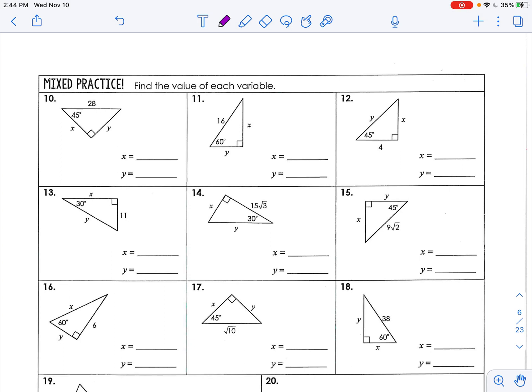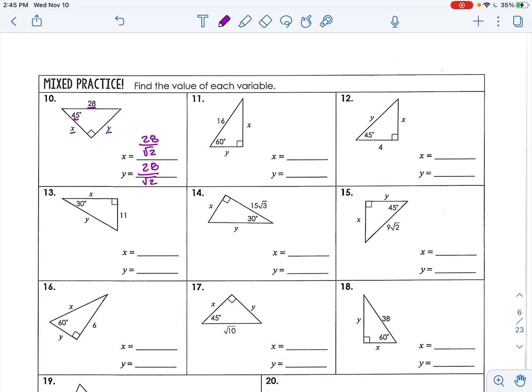Number 10, not ideal, because they gave me the hypotenuse. So do you remember what I do? It's a 45. Therefore, right, x and y are going to be the same. And what's it going to be? This one's going to be 28 divided by root 2, because I got to go backwards. And this is going to be 28 divided by root 2. Okay? All right, let's look at number 11, just to review.